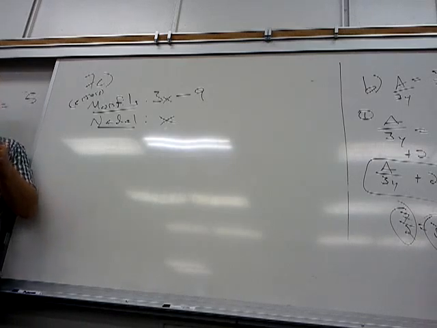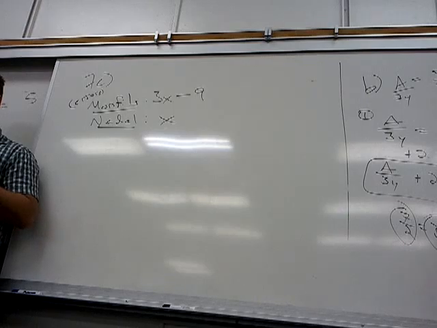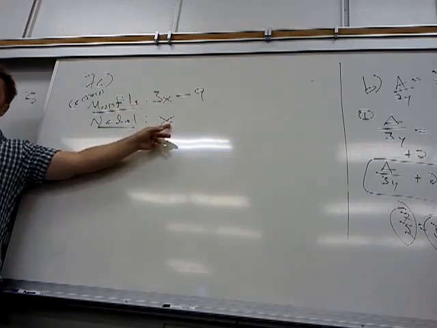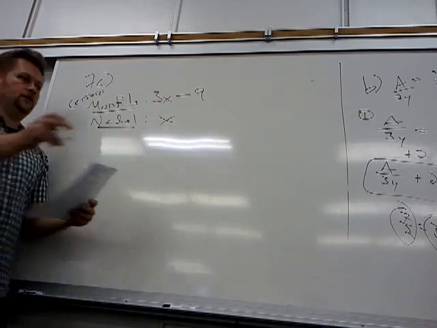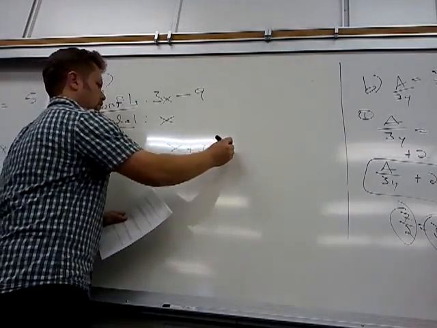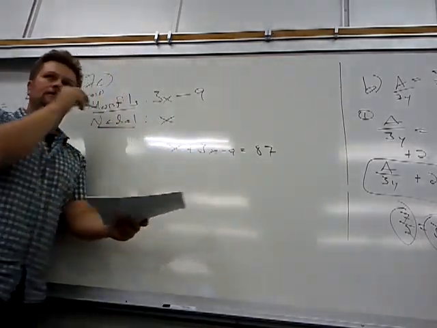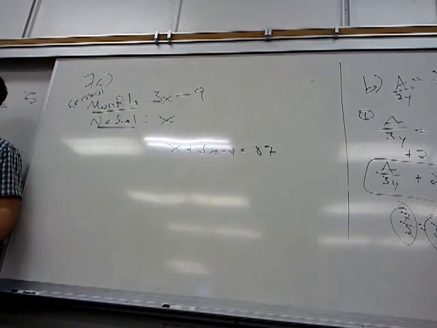Oh, this is 7C. Sorry, I was on the wrong one. Okay, now I think somebody said this earlier. What are these two supposed to do? Add to be 87. To make 87, yeah.